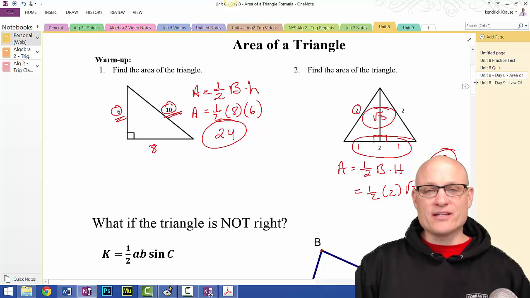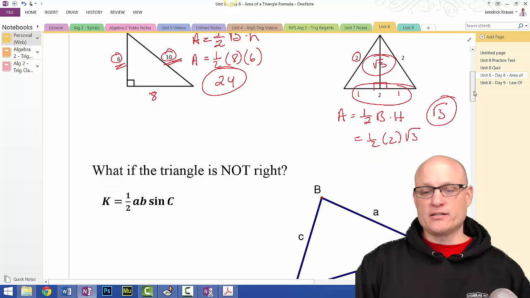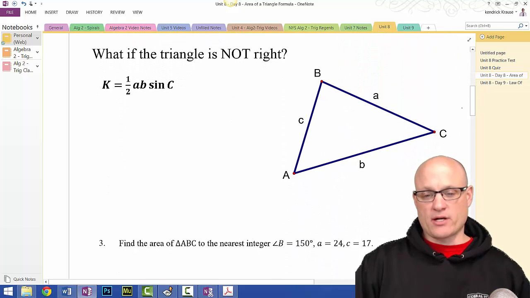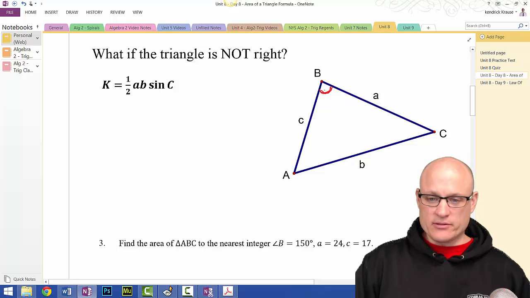So why is this in an algebra 2 trig area? Well, now what? Not a right triangle, even though that kind of looks sort of like one. I don't know if that's a right angle. That's not a right angle. You cannot use 1/2 base times height without a right triangle. And yes, you could try to draw these in. It doesn't work.